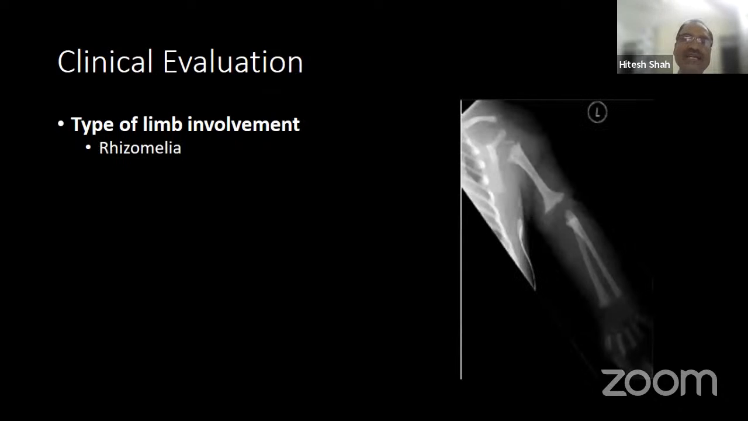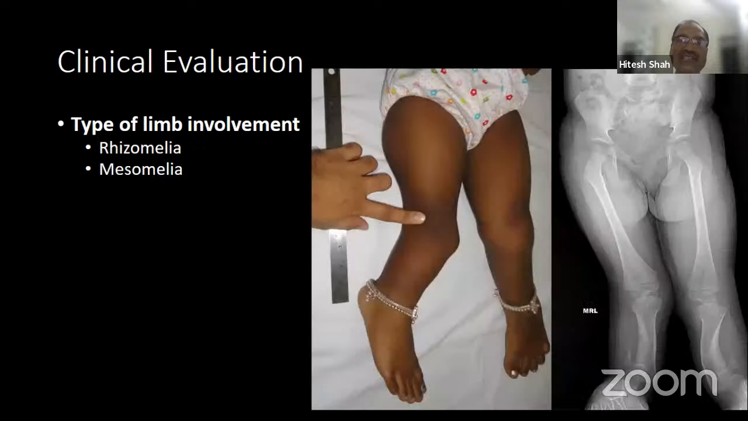It's very common that it is called rhizo. Rhizo means the proximal segment. The thigh and the arm would be short. That is called rhizomelic dysplasia. Is it rhizomelic or is it mesomelic? Mesomelic means middle segment.